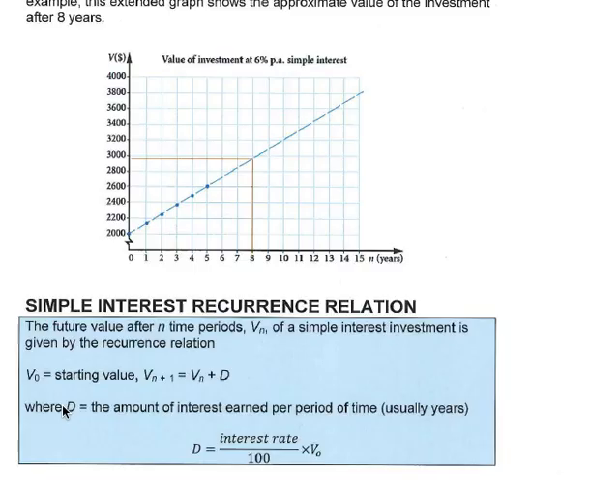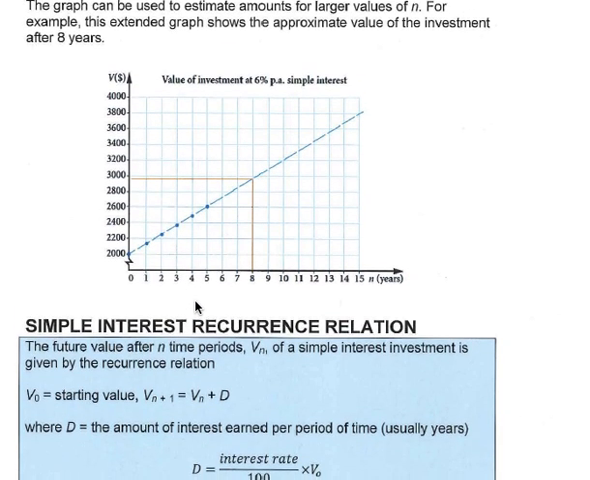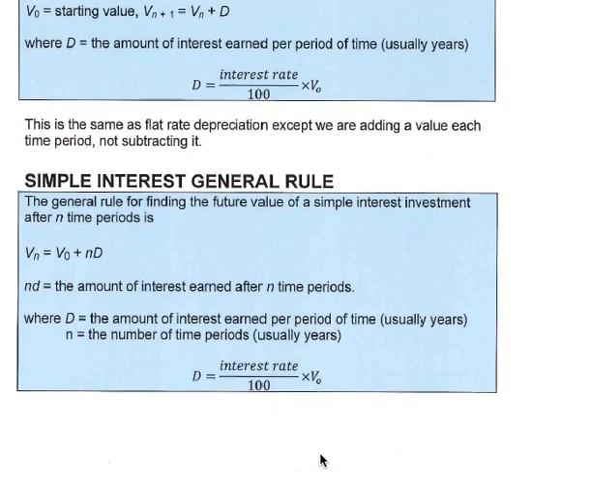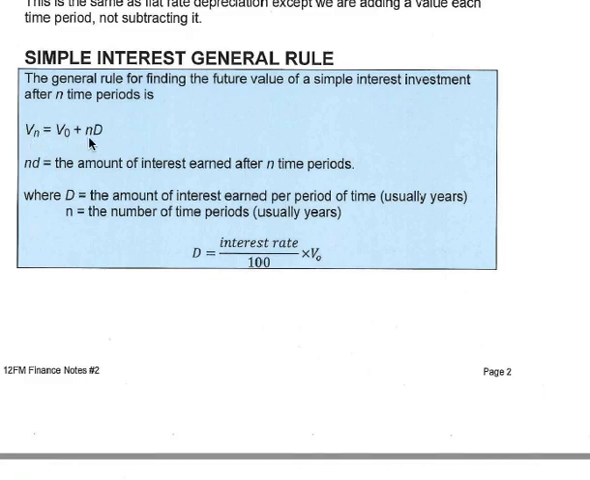So we're going to have a look at a couple of examples in a moment. But you can see here you've got V0 being our starting value, so that $2,000, and when we calculate each year or each year after, we use the year before and we add the D, which is the amount of interest earned in that time period. And that's calculated by using the interest rate over 100 times by the initial value, and we did that before. There's also a general rule here that states very much the same thing.